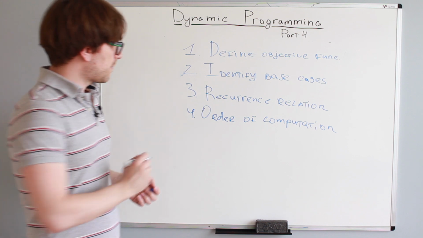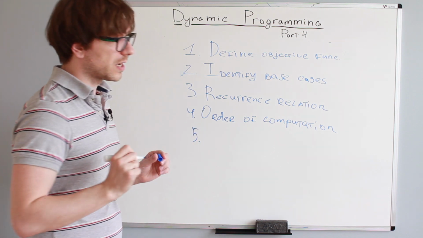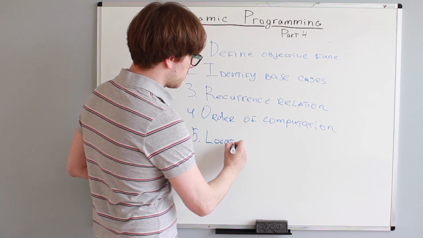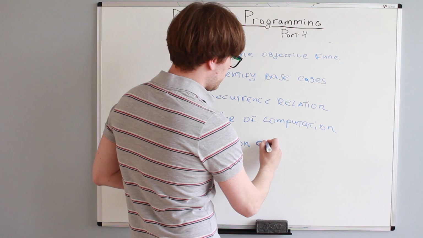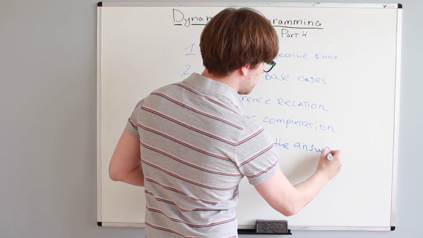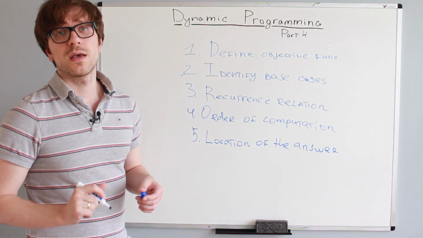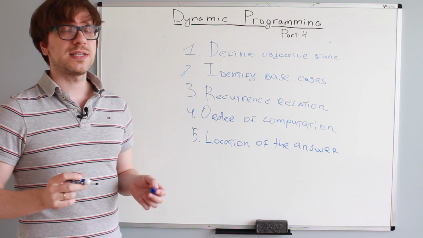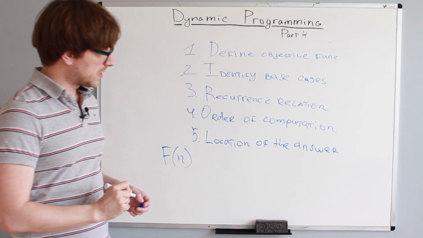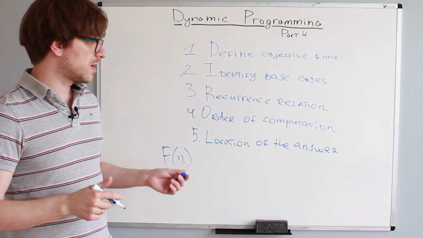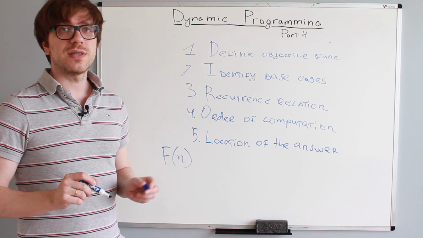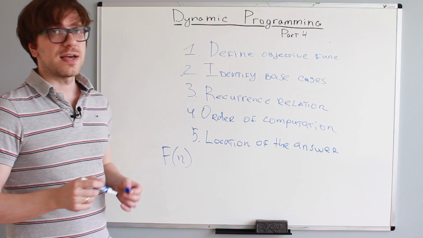Okay, and then the last step is location of the answer. This basically means where we are looking for the answer. So in our case, the answer is in f of n, right? Sometimes the answer to the problem can reside in f of 0. So we're going to look at the implementation and you will understand why it's f of n.